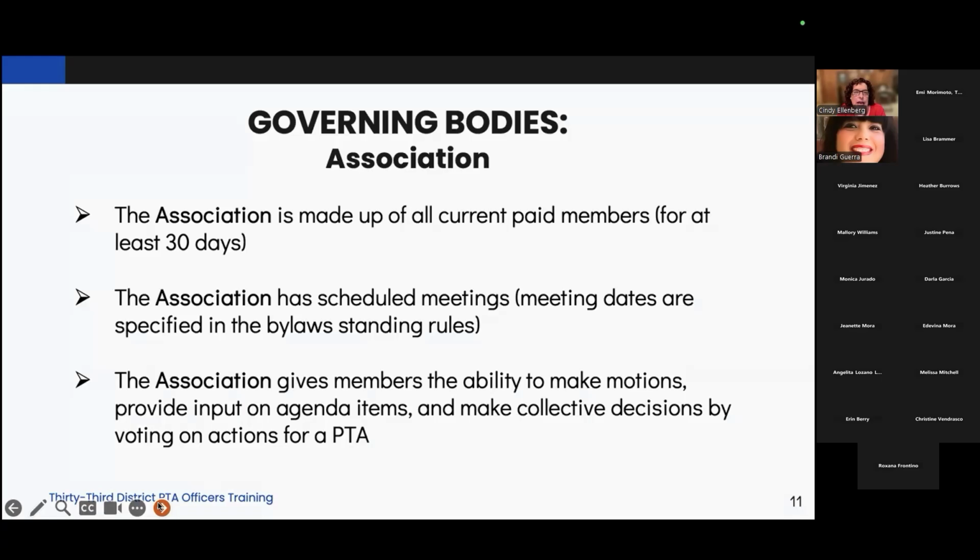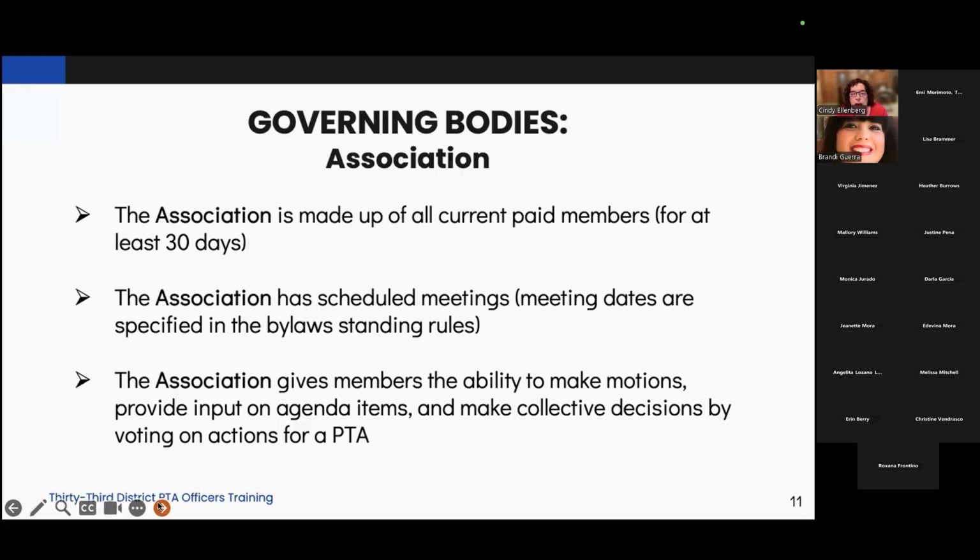Governing bodies. Each PTA has an association. The association is made up of all current paid members and they have to have been members for at least 30 days. The association has your scheduled meetings. The meeting dates are specified in your bylaws standing rules. That is when your association meets and makes decisions. Your association gives members the ability to make motions, provide input on agenda items, and make collective decisions by voting on actions for PTA.